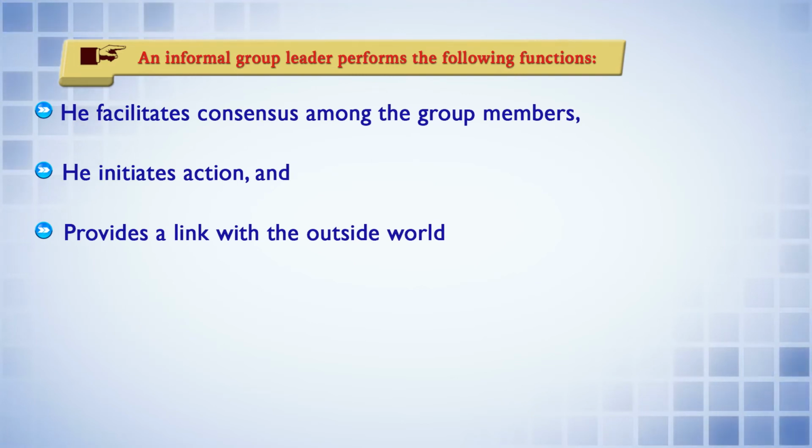As far as leaders in an informal group are concerned, the leader facilitates consensus among the group members, may initiate action, and provides a link with the outside world. The leadership may emerge as a result of age, seniority, work location, technical competence, etc. And the leader also promotes cooperation among members.